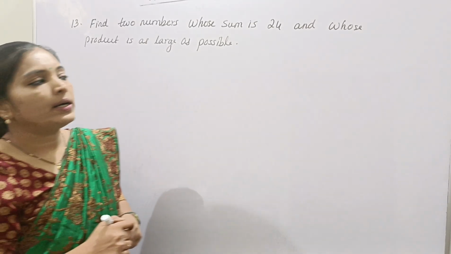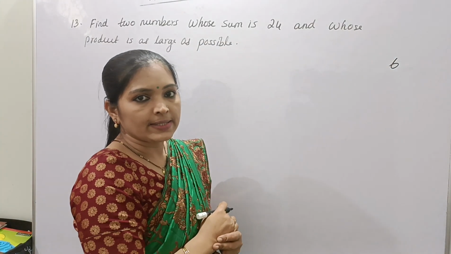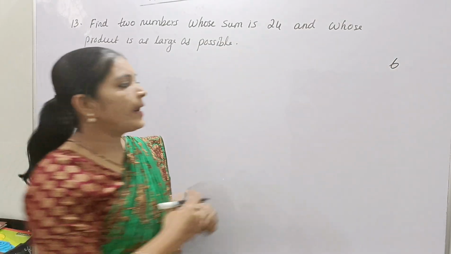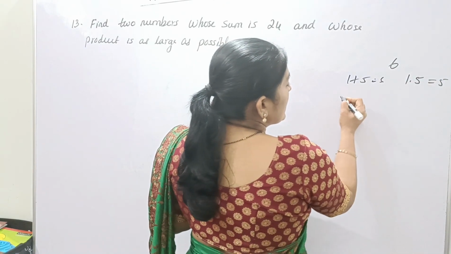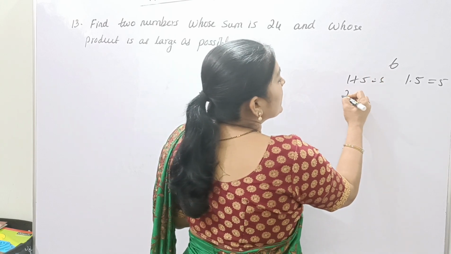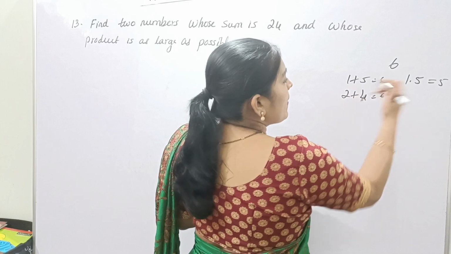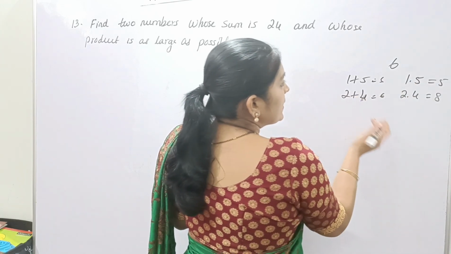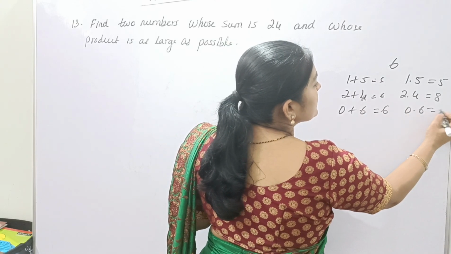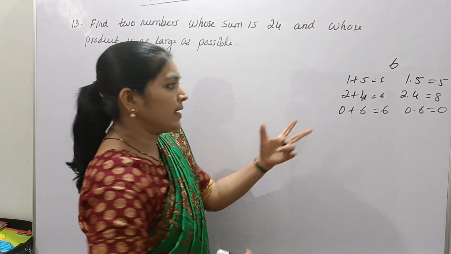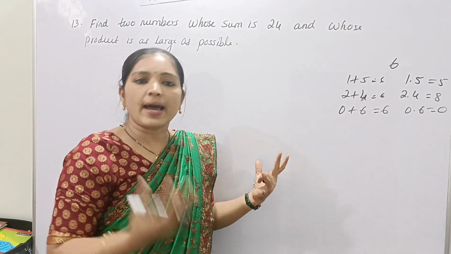Let's take one example. Say the sum of two numbers is 6. We know that 1 plus 5 is 6, so what is 1 into 5? That is 5. Then 2 plus 4 is equal to 6, but 2 into 4 is 8. And next, 0 plus 6 is equal to 6, and 0 into 6 is equal to 0. Then here we have to find the two numbers whose product is as large as possible.